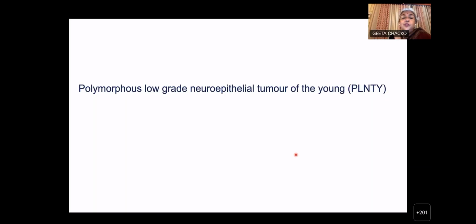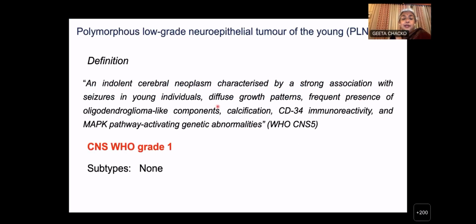But this one is what's called polymorphous low-grade neuroepithelial tumor of the young. And since it's a very long name, it's called PLNTY in short form. Right? Now, these tumors are grade 1 tumors. They are seen with a long-standing history of seizures in young individuals. They have a diffuse growth pattern. They have an oligodendroglioma-like appearance. They definitely show calcification, lots of it. And they are positive for CD34.